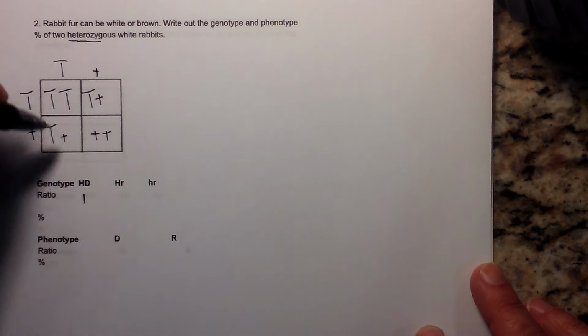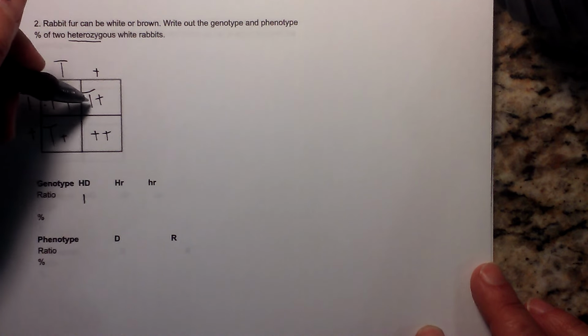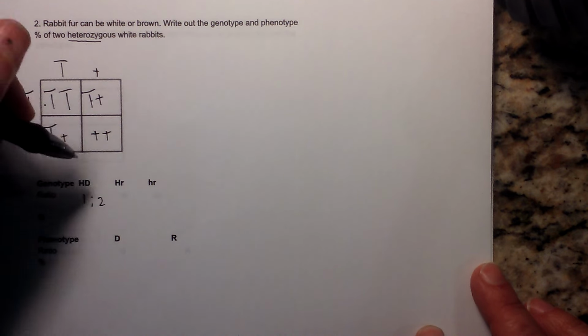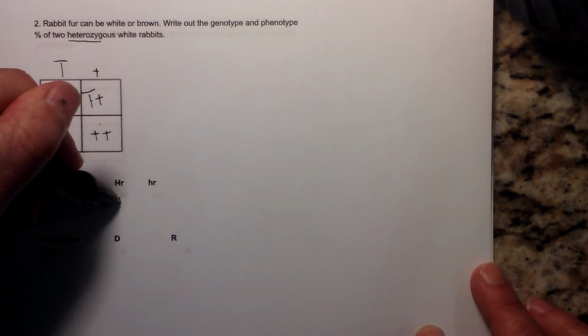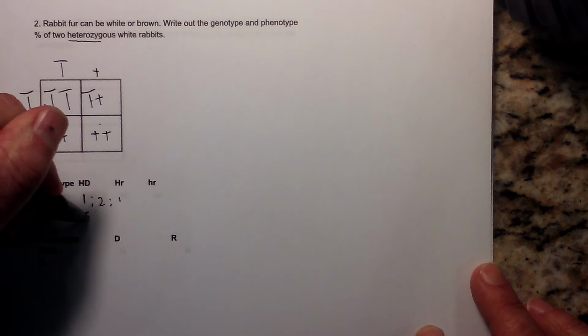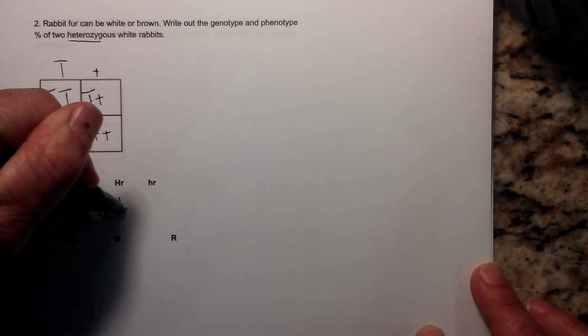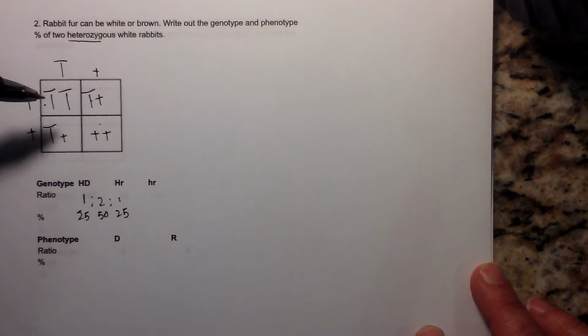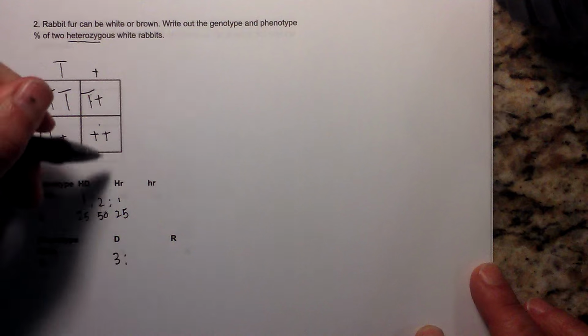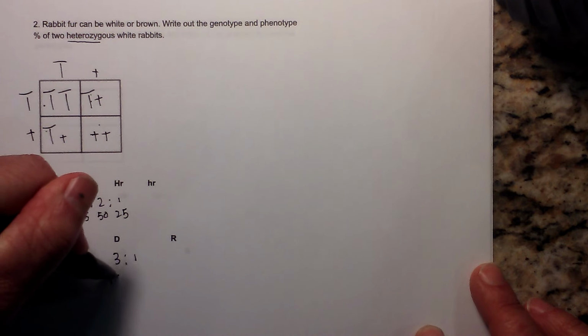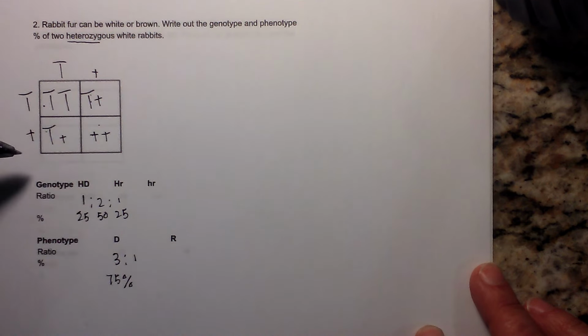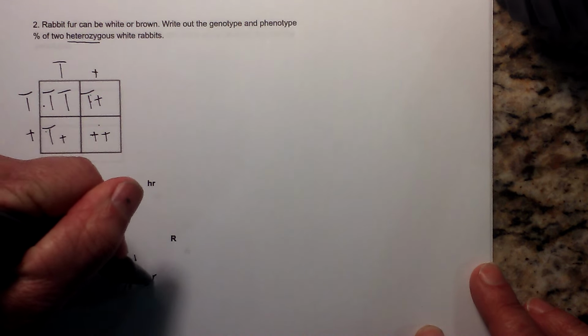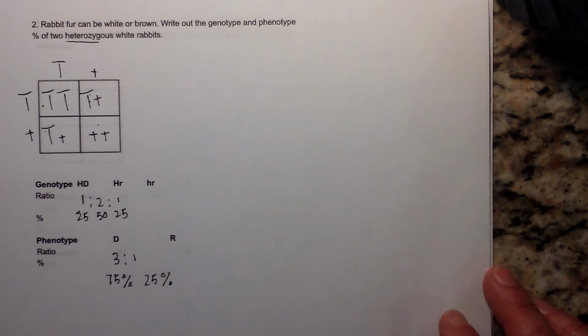Homozygous dominant, I have 1 right there. Heterozygous, 1, 2. Homozygous recessive, 1. Percents, 25, 50, 25. Remember, each box is worth 25%. Dominant and recessive, the phenotype. I have dominant, dominant, dominant. That's 3, 2, 1 recessive. And that is 75% dominant trait, which is white, and 25% recessive trait.